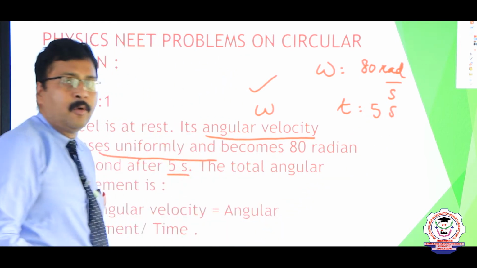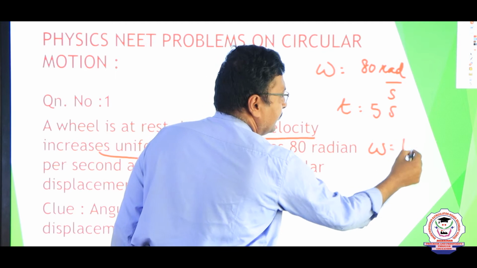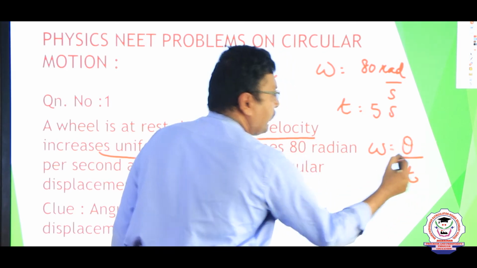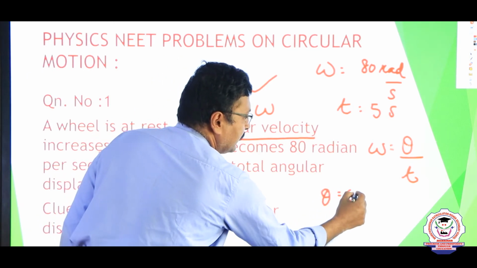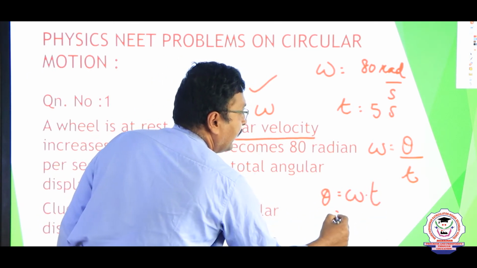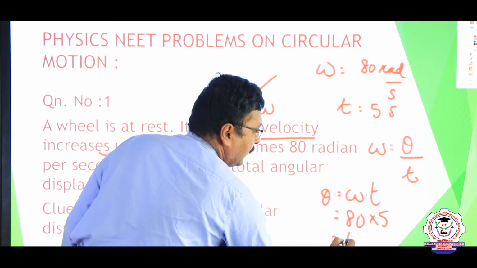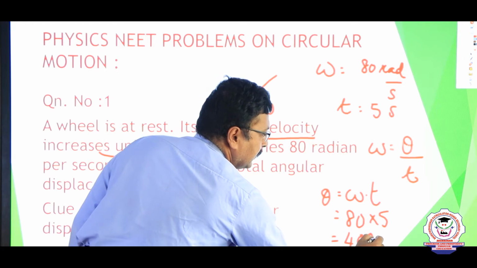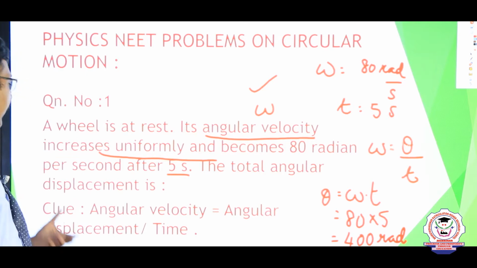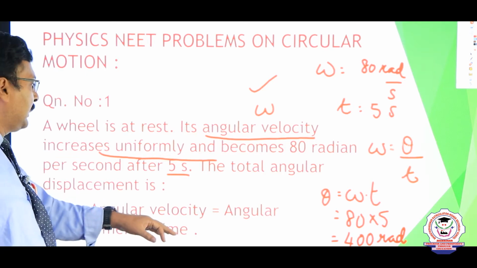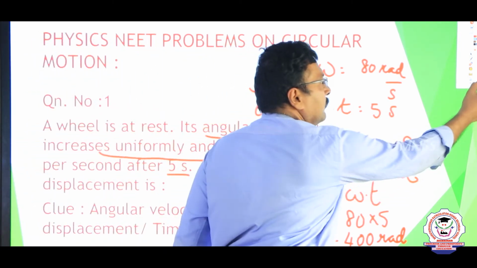So by definition, what is omega? Omega is equal to theta by time. If I substitute the value of omega and time, I will get theta is equal to omega into time. So I will get 80 into 5, that is equal to 400 radians is the answer. It's a very simple problem, but what you have to remember, the clue is angular velocity is equal to angular displacement by time. Shall we see the next problem?